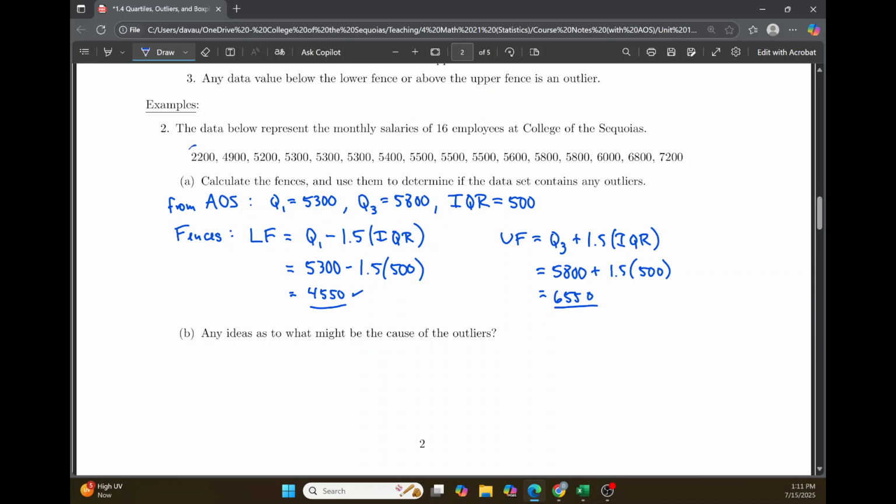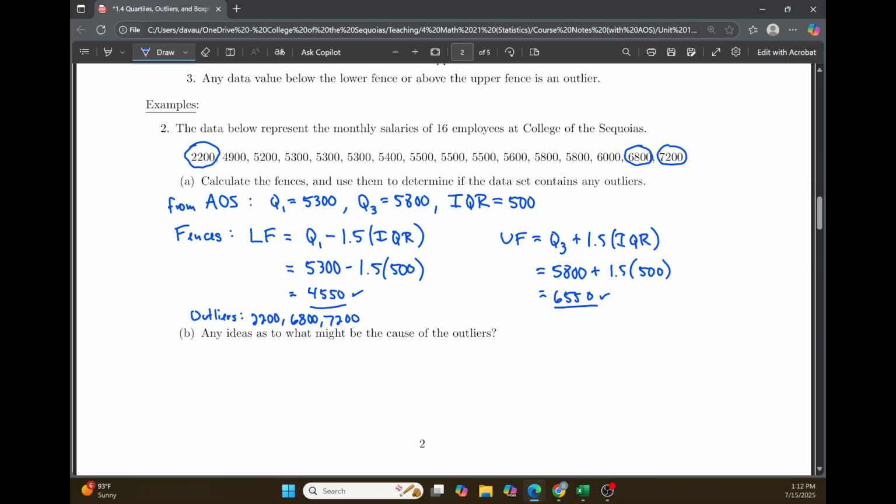And it looks like we've got one of those right here, 2,200. So that's an outlier. On the upper end, we're looking for values bigger than 6,550. It looks like we've got two of those, 6,800 and 7,200, both outliers. Okay, so our outliers are 2,200, 6,800, and 7,200.